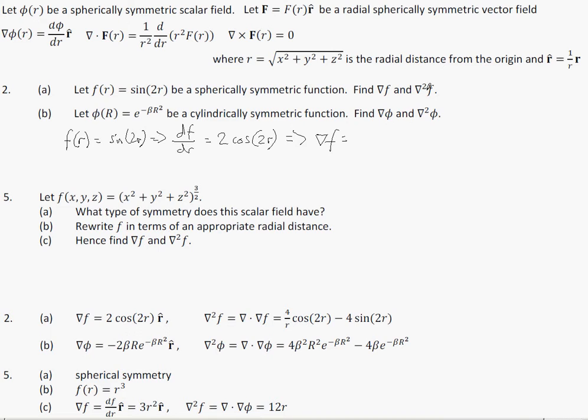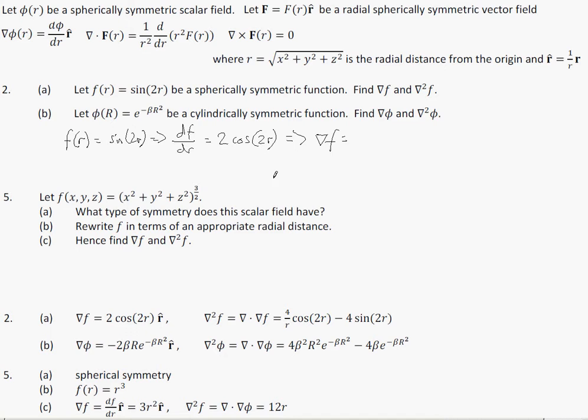Then del squared f is going to be del dot of f of r, where f of r is what we just found. So we use this expression here to find del squared f. As we can see, it's indicated in the answer here, del dot del f. Well, del f was our f of r, which is this here, 2 cos 2r times r hat.